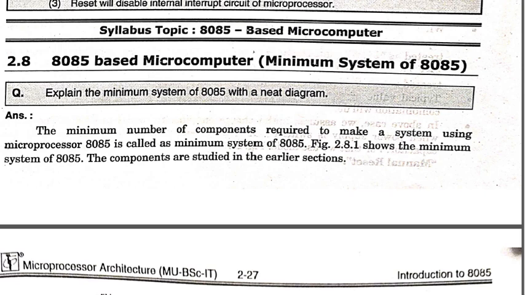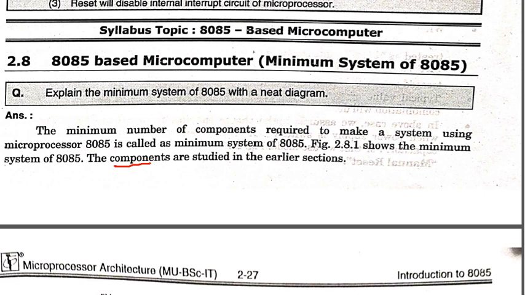So the next topic of syllabus is 8085 base microcomputer. So in that we have to interface the microcomputer system of 8085. So the minimum number of components required to make the system by using a microprocessor 8085 is called as a minimum system of 8085. ठीक है, तो हमें यहाँ पे मिनिमम कंपोनेंट्स का यूज़ करके 8085 को कनेक्ट करना है हमें, ठीक है, एज अ सिस्टम. सो दैट इज़ कॉल्ड एज अ सिंपली अ मिनिमम सिस्टम ऑफ 8085.